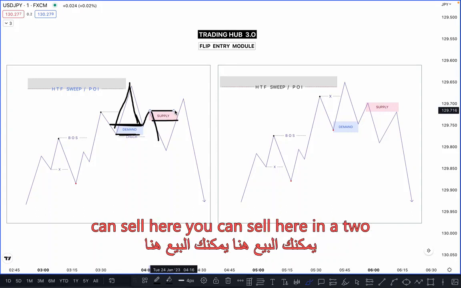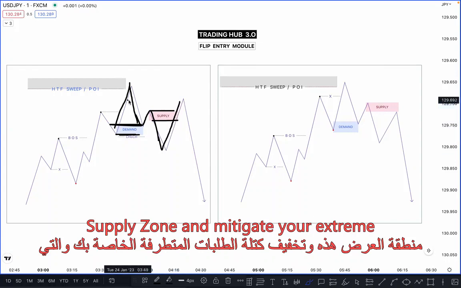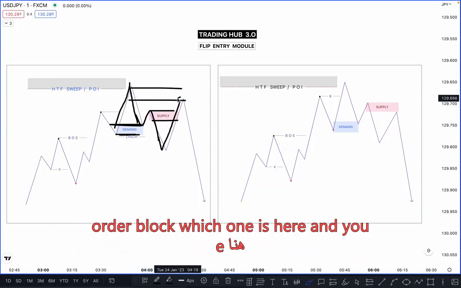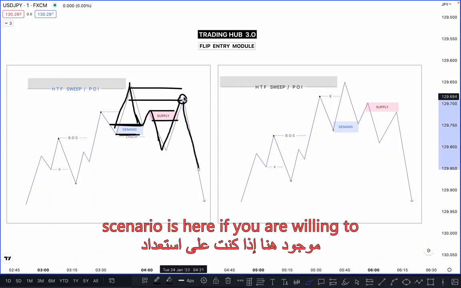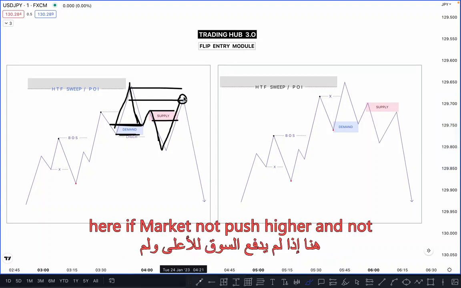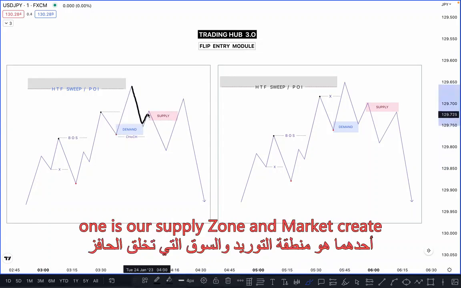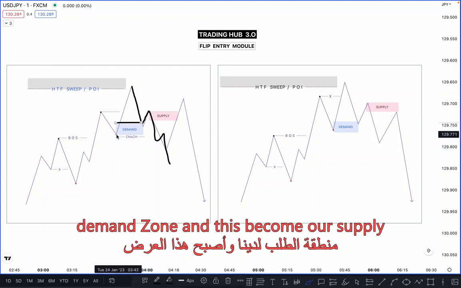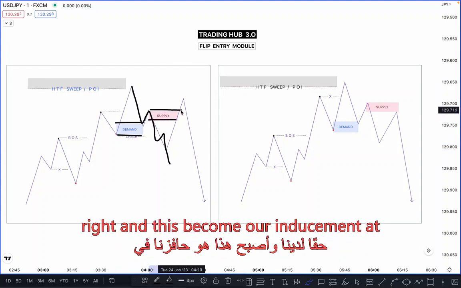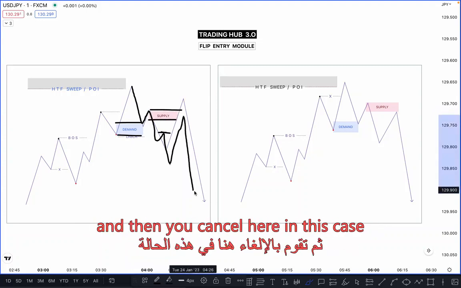So how can you sell here? You can sell here in two ways. First, if market breaks this supply zone and mitigates your extreme order block, which one is here, you can sell here. And the next possible scenario is here, if market does not push higher and does not mitigate your extreme order block, then where can we sell? We can sell here, like this one is our supply zone and market creates an inducement here, okay? This is our demand zone and this becomes our supply, and this becomes our inducement at this point, and simply market taps here and then you can sell here.